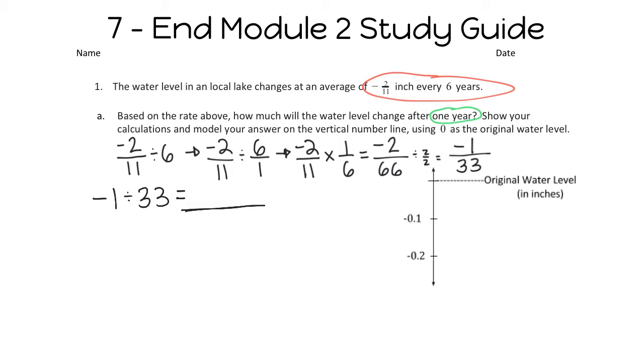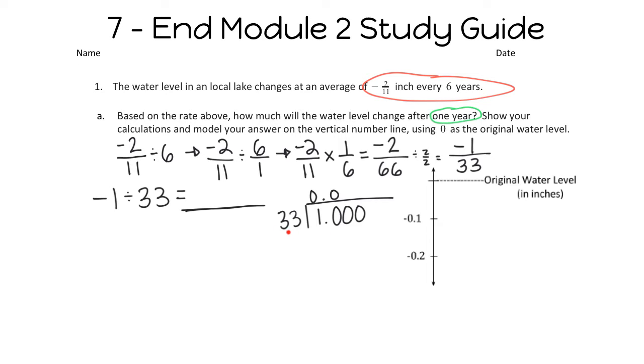Let's go ahead and set up our long division. I'm going to have 1 in my box and 33 outside of my box. Then I need to make sure I have my decimals in place with zeros behind it. Now, how many times does 33 go into 1? Well, it can't, so we're going to have a 0 above. How many times can 33 go into 10? Well, none. So again, we're going to put another 0 above.